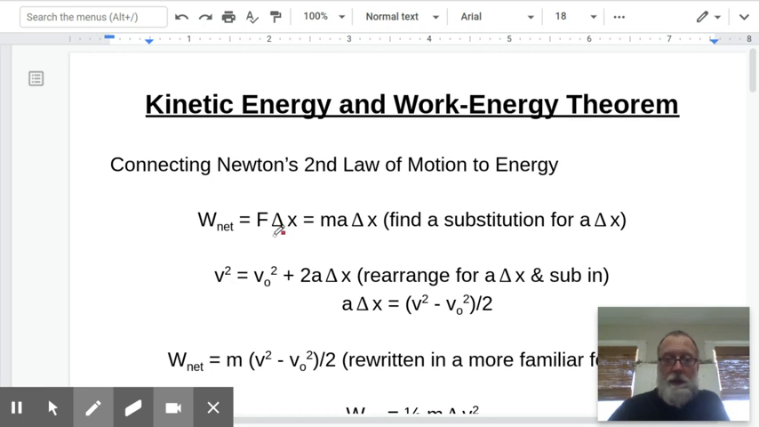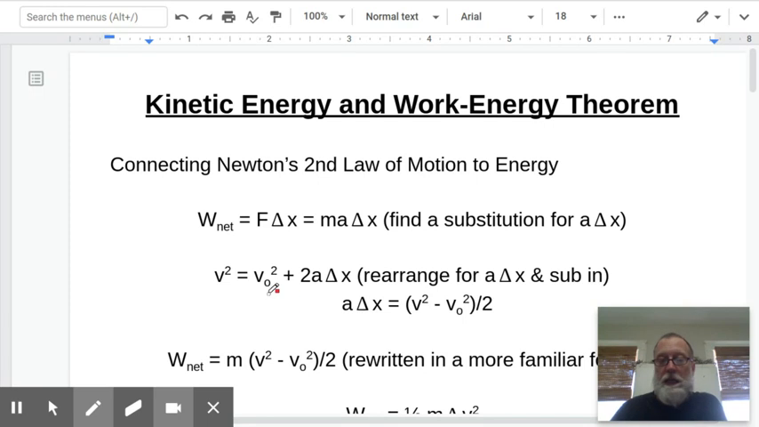Well, we can take force and write that out according to Newton's second law as mass times acceleration. And so then we get mass times acceleration times change in x. My goal here is to find, using one of the equations we derived from Newton's second law, a substitution for a delta x related to velocity. So I'm going to go back to this equation here: final velocity squared equals initial velocity squared plus 2a delta displacement. Then we're going to rearrange it so we have a delta x equal to something.